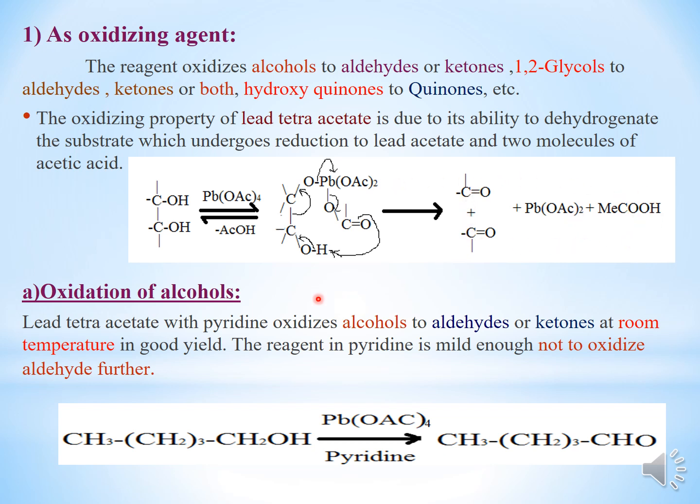Then moving on to the next, it is the oxidation of an alcohol. Here we take alcohols and end up with an aldehyde. At room temperature we get a very good yield. We use pyridine to avoid over-oxidation products, as we don't want more of the aldehydes to be formed in our reaction. For that we maintain pyridine as our solvent, which acts as the mild reagent.